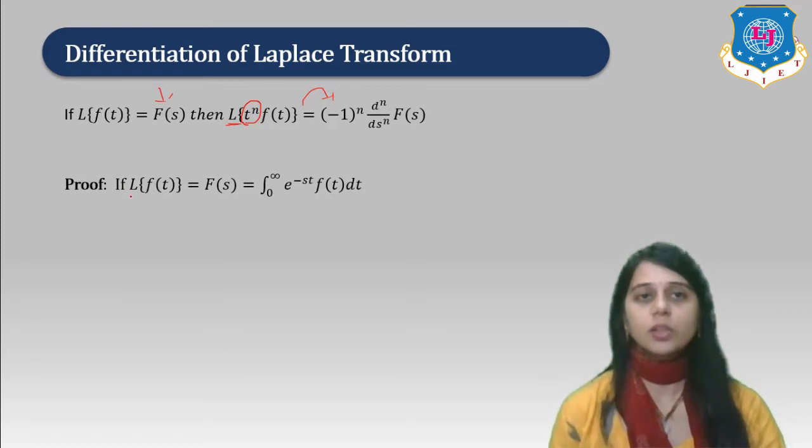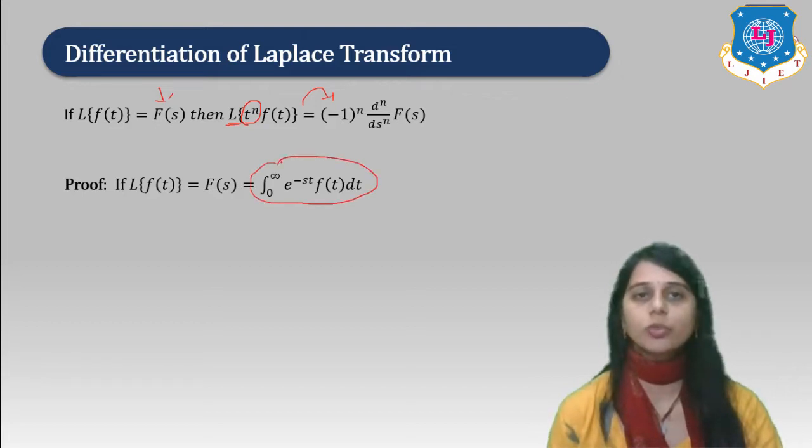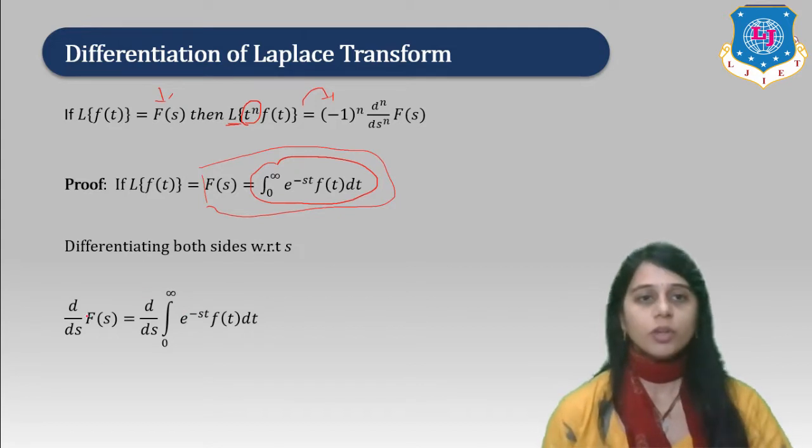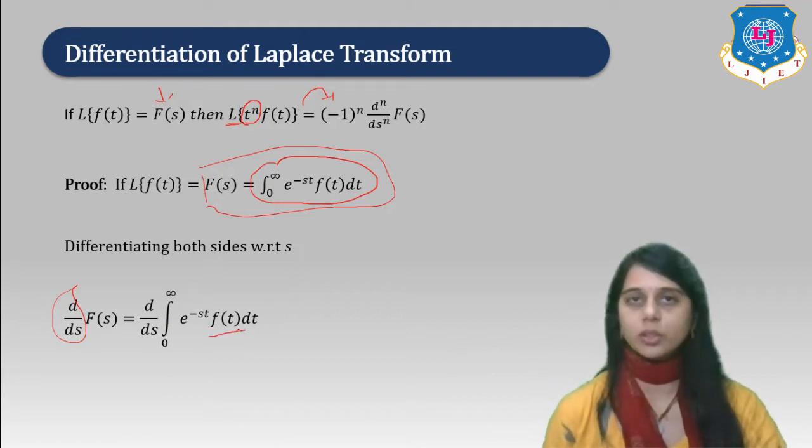The proof says that if Laplace of f of t equals f of s, then this is the definition of the Laplace transform. We are using the definition of the Laplace transform to prove this formula. Differentiate both sides with respect to s. For the left hand side we get d by ds f of s. Right hand side: d by ds of the integral from 0 to infinity e raised to minus st f of t dt.